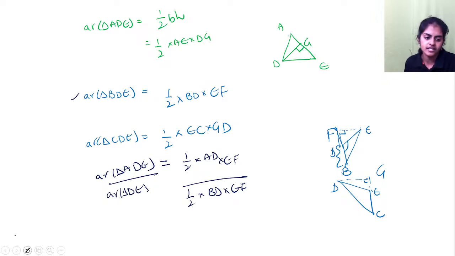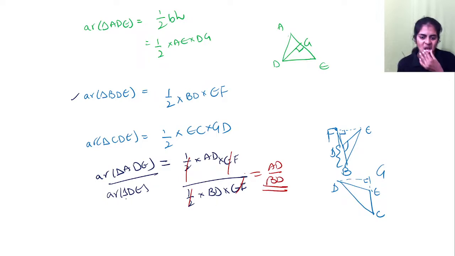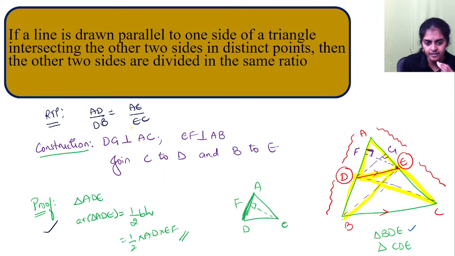Okay, so now you see, EF cancels, half cancels, so you have AD by BD. So AD by BD, this ratio has come.